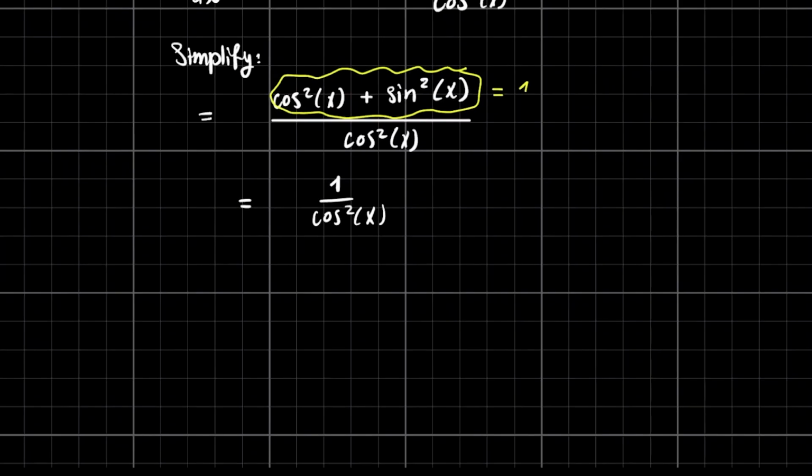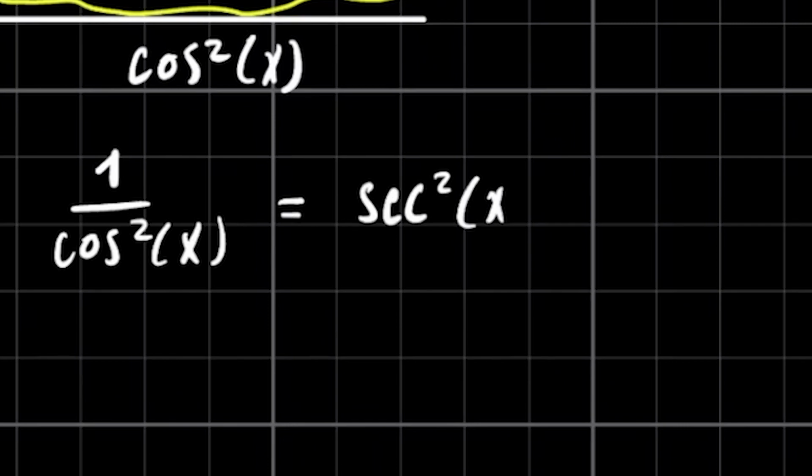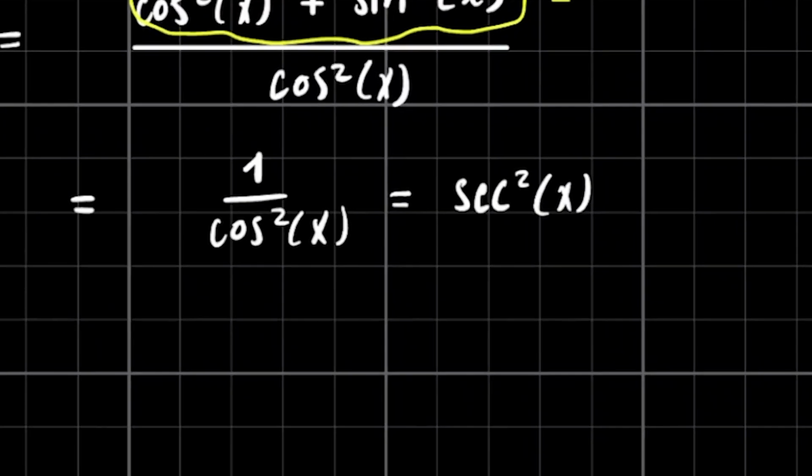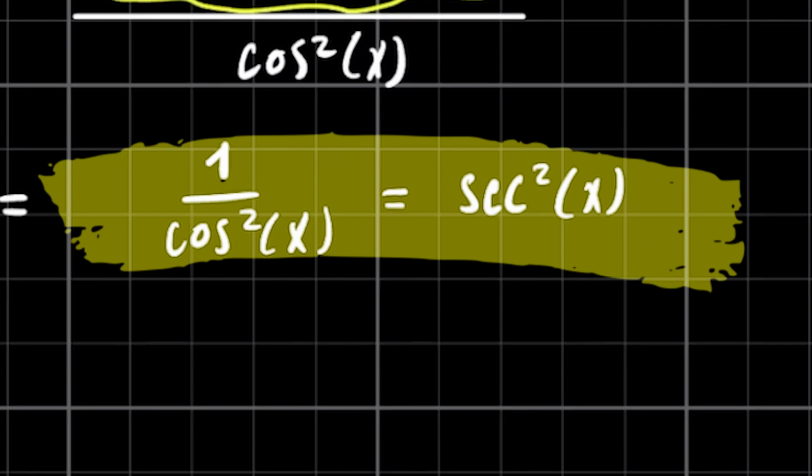And we will see here that we can simplify this further. We can say this is secant squared of x, and that basically is going to be our final answer. And that's how we get the derivative of tangent of x.